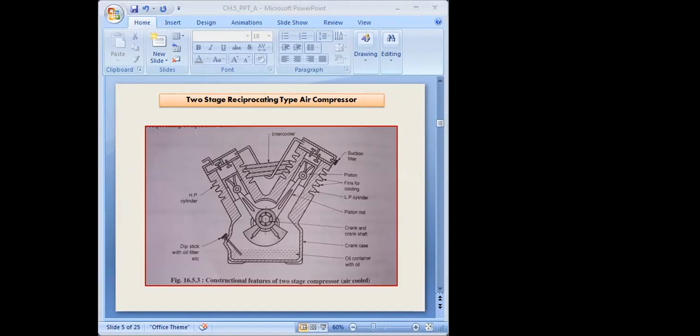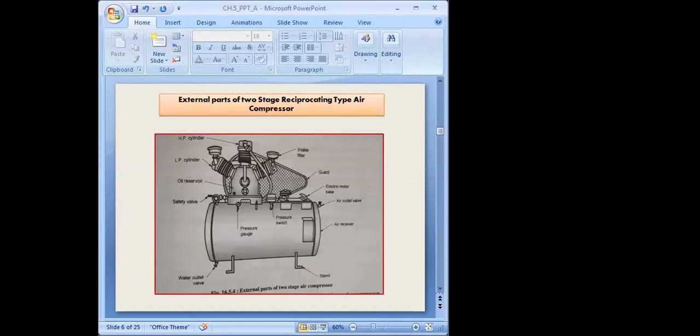Now I will show the general diagram. Through this diagram we can see the external parts of this two-stage reciprocating type air compressor. You can see here we have this air receiver. That means from the delivery port your compressed air will be stored in this air receiver. Getting it?